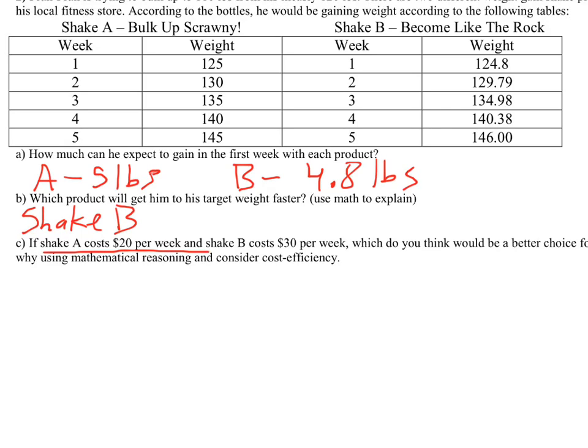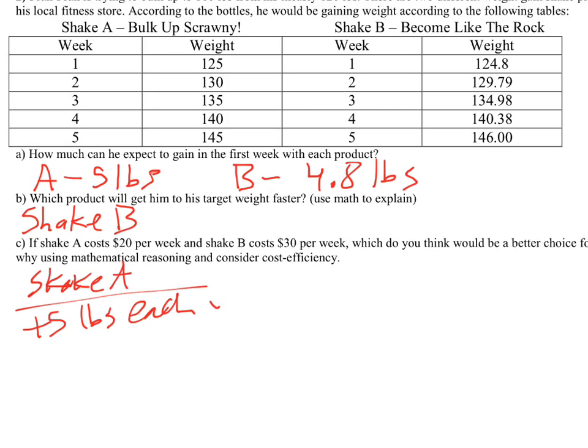But if Shake A costs $20 per week and Shake B costs $30 per week, which do you think would be a better choice? Well, first you just figure out how many weeks it's going to take. Under Shake A, if you try to figure out these plus 5 pounds each week, he was going to go from 120 to 180. That's going to be an extra 60 pounds, which divided by 5 is going to be 12 weeks.